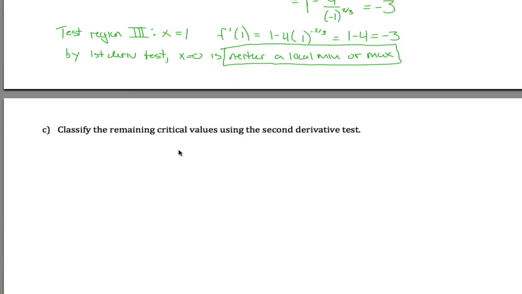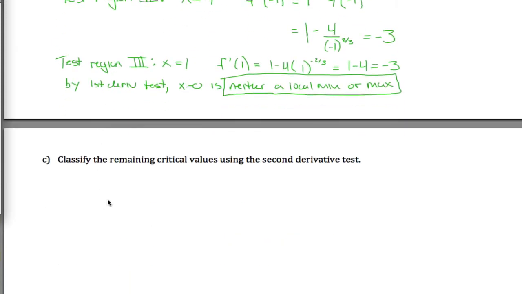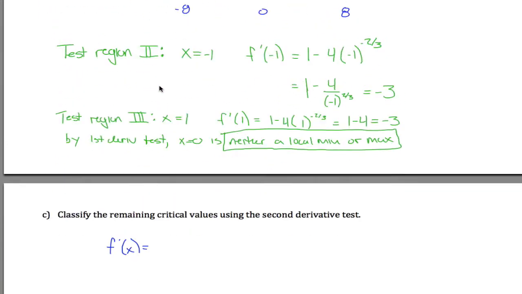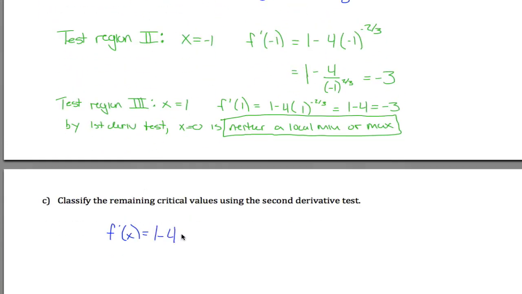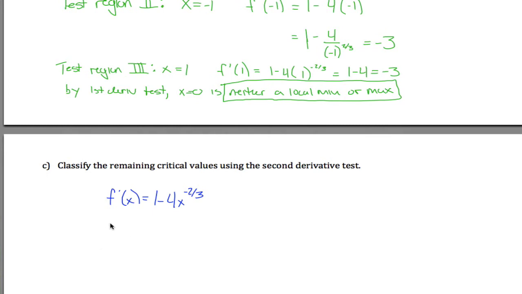Okay, now we got to do that 2 more times, except now it wants me to use the second derivative test. I kind of like the second derivative test better, to tell you the truth. So for the second derivative test, no big surprise, we're going to have to figure out what the second derivative was. The first derivative was 1 minus 4x to the negative 2/3 power. That look right? Yup. So the second derivative, let's see, the derivative of 1 is just 0.